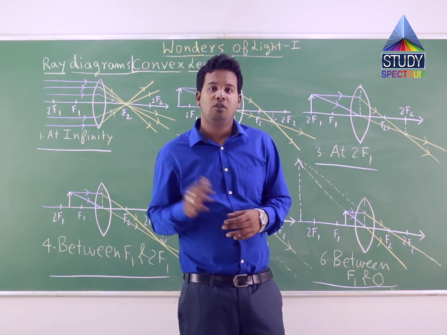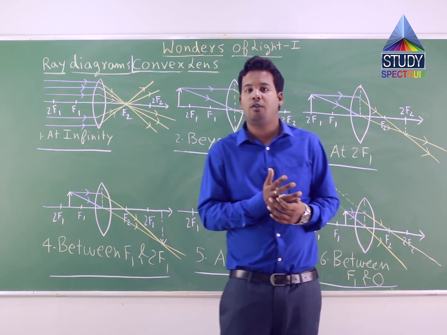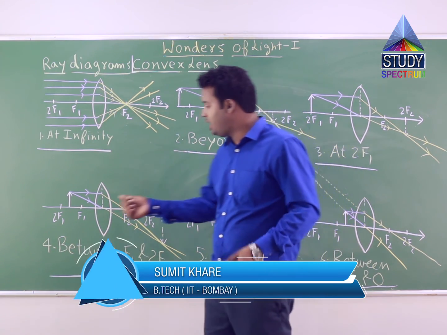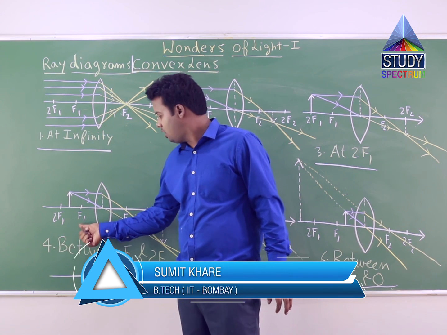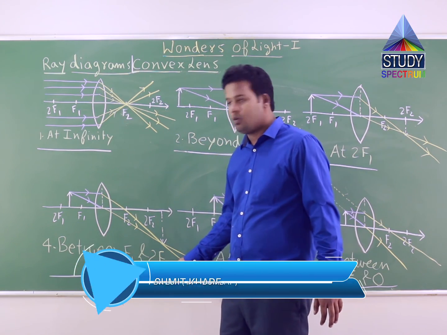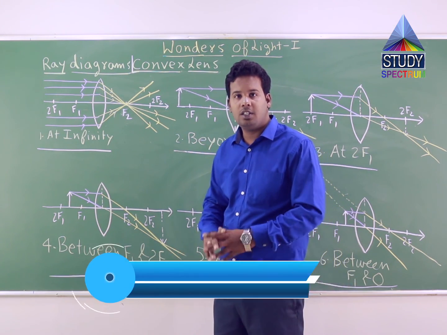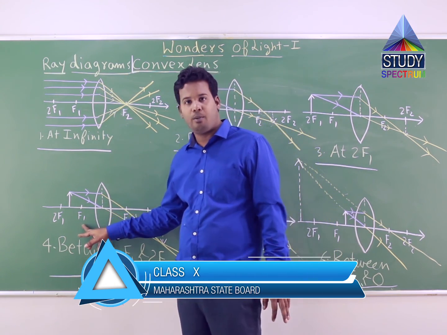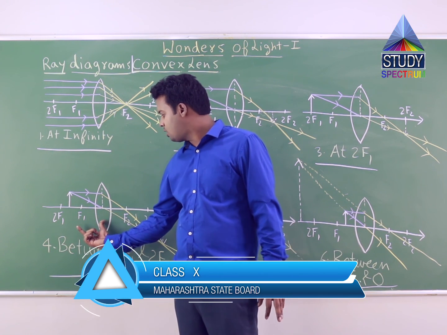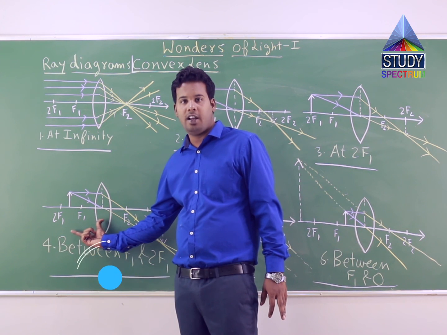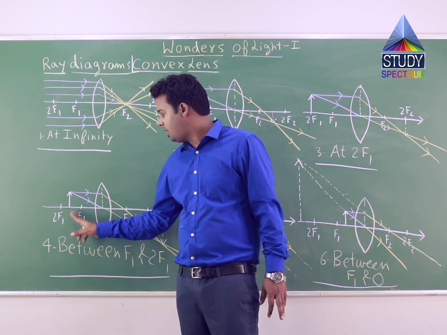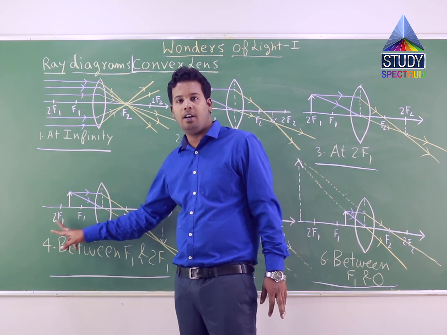Correct? Now as we move further towards the optical center of convex lens, the fourth case becomes: the object is placed between 2f1 and f1. You can see I have written here, the object is placed between f1 and 2f1. For theoretical questions, we have assumed f1 as minus 5 point, 2f1 as minus 10 point. In magnitude, distance of f1 from optical center is 5, and in magnitude, distance of 2f1 from optical center is 10. The object in fourth case is placed between f1 and 2f1.